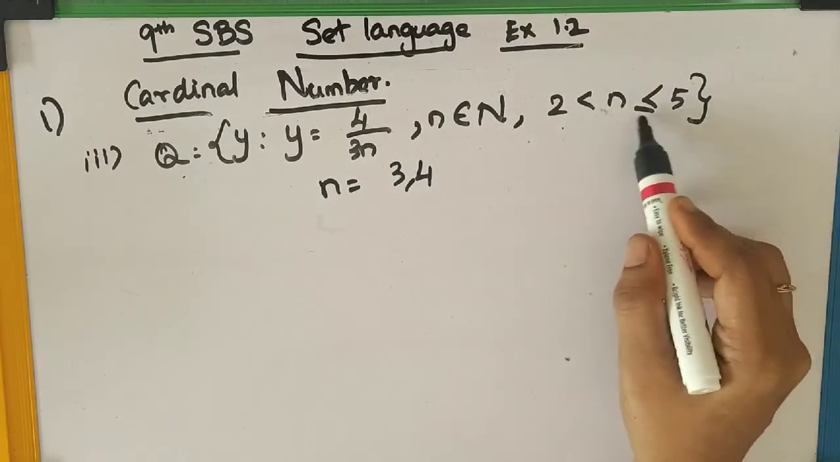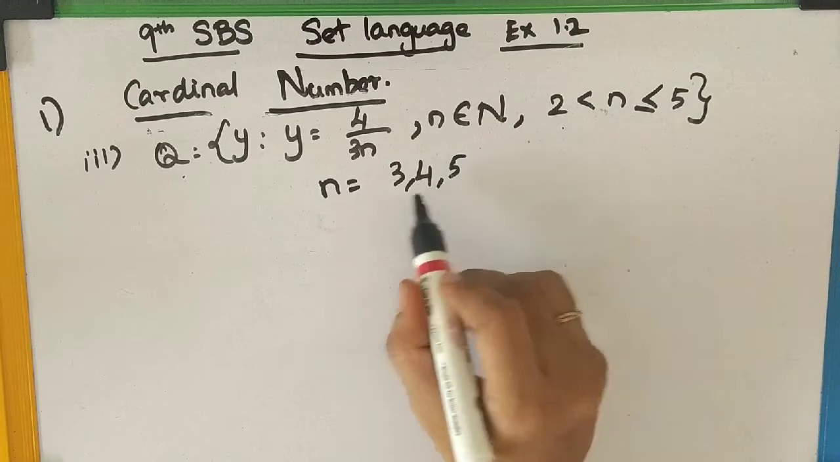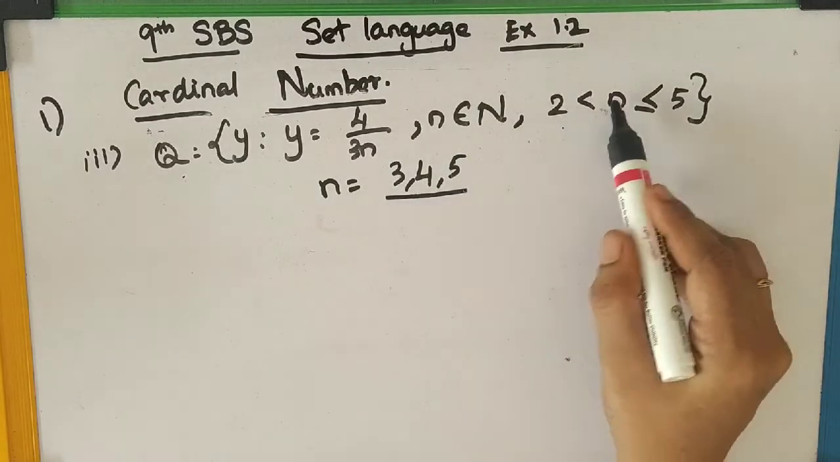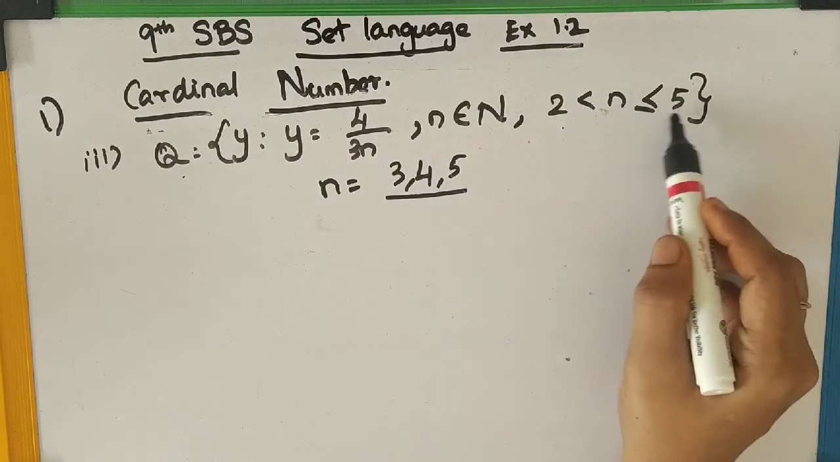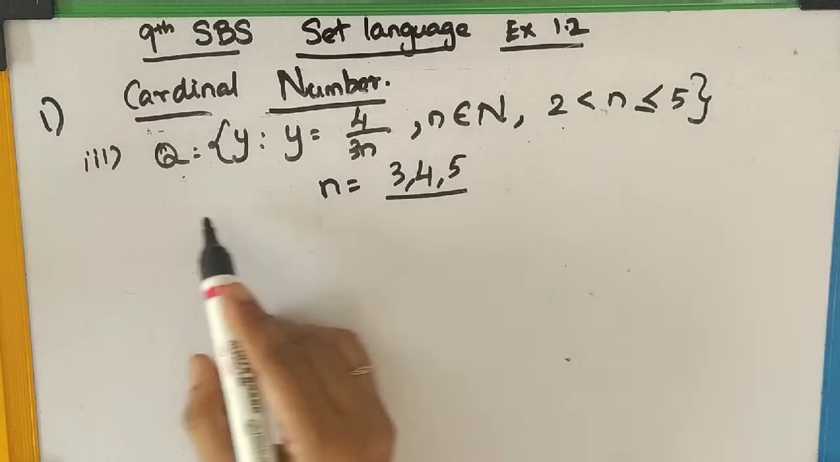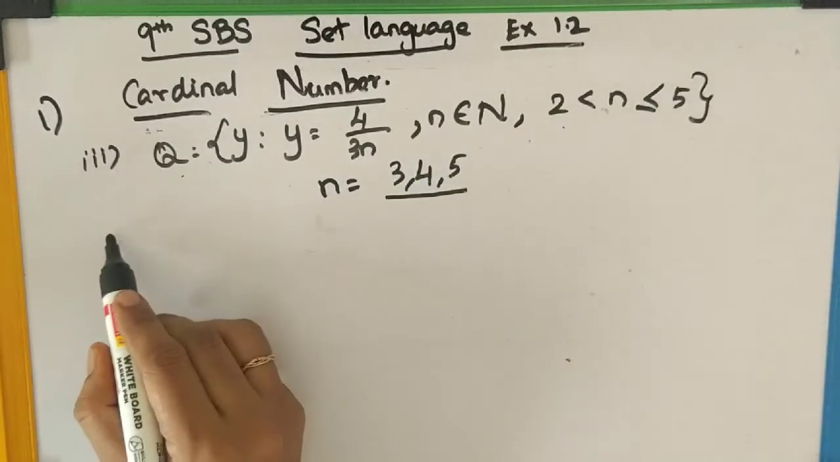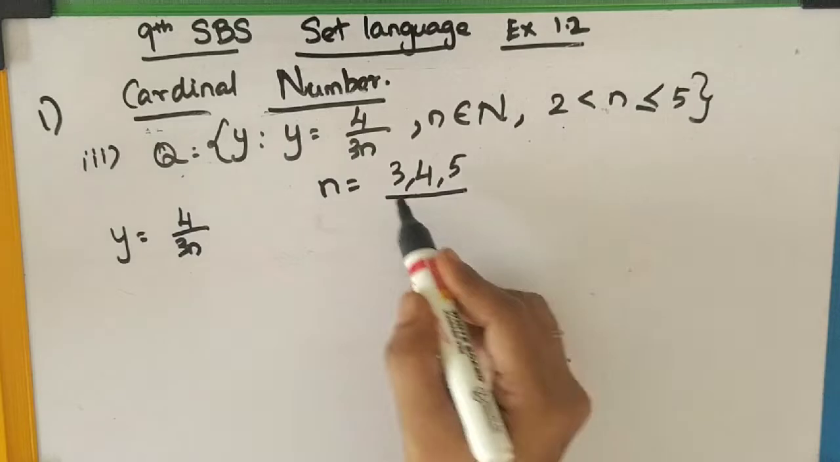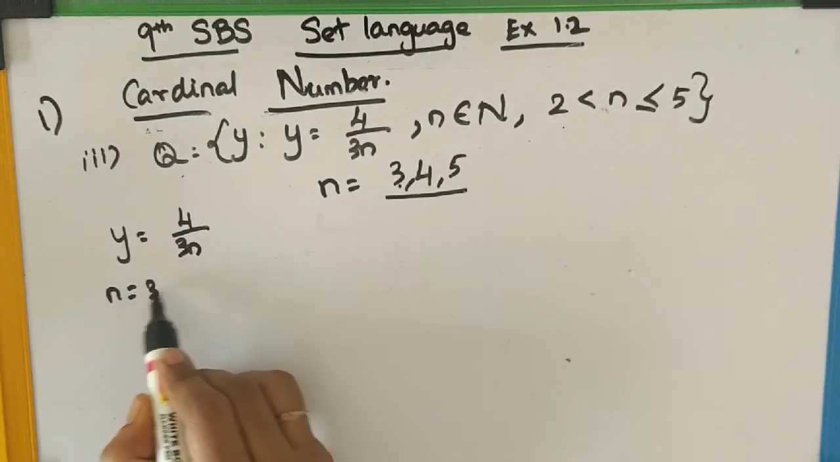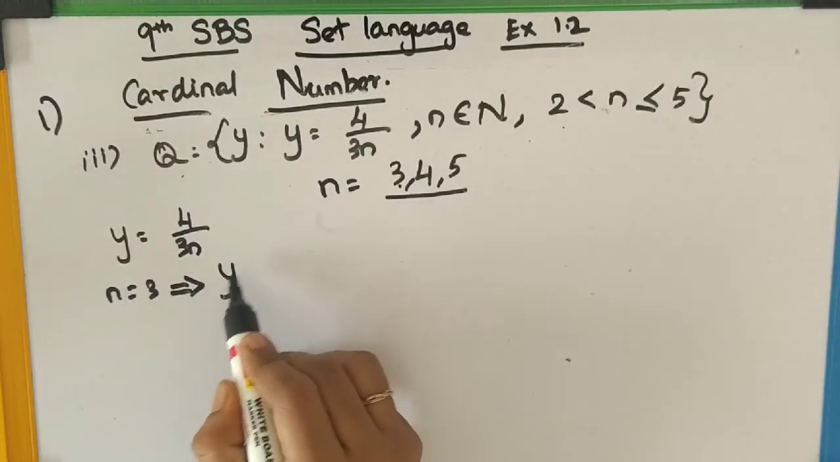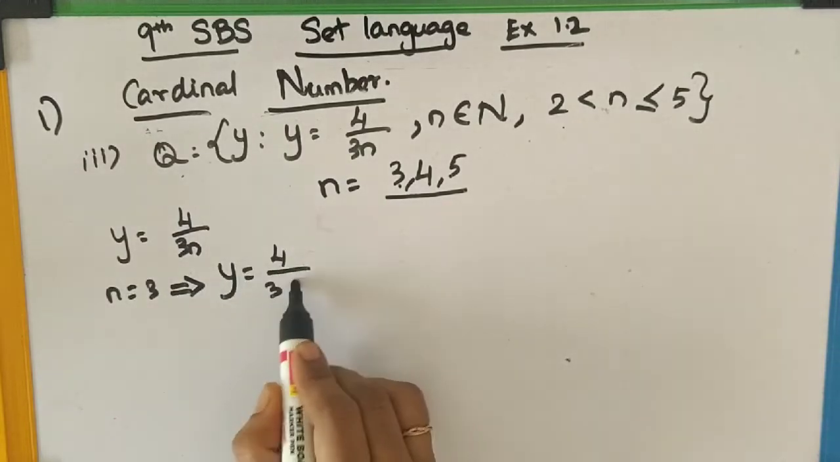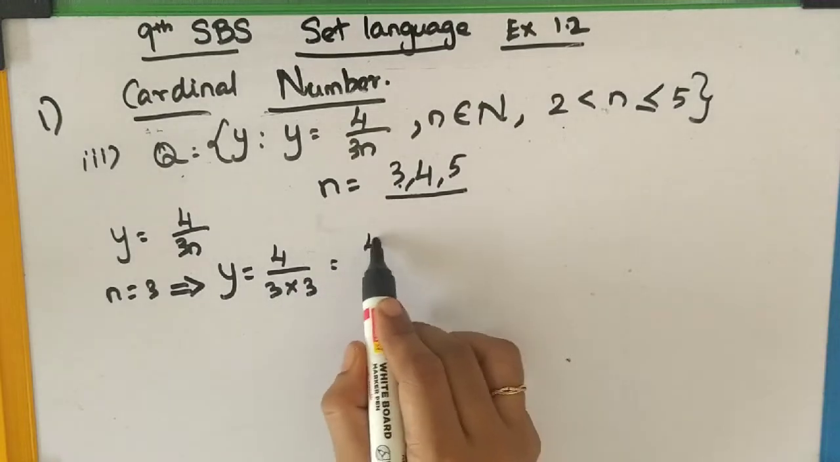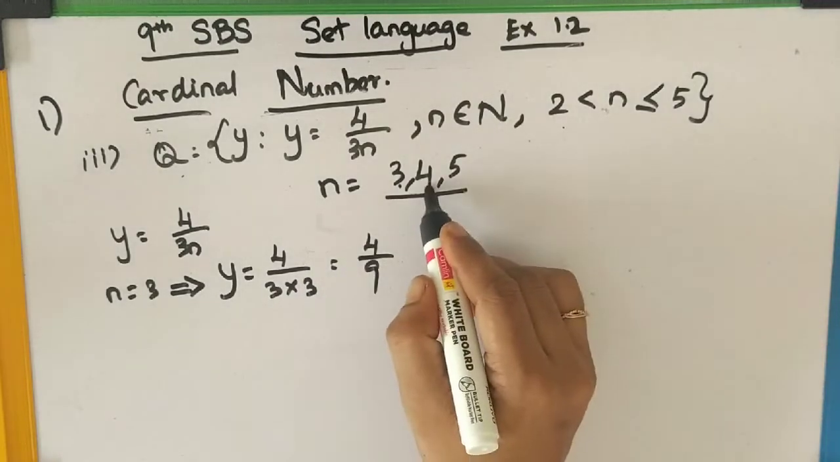We should add 5 because n is less than or equal to 5. So, n is equal to 3, 4 and 5. Clear? Okay. Now, what is y? y is equal to 4 by 3n. So, substitute the values of n in y. So, n is equal to 3 and y is equal to 4 by 3 into 3. That is 4 by 9.